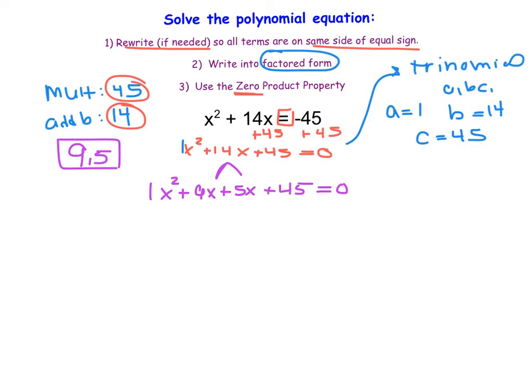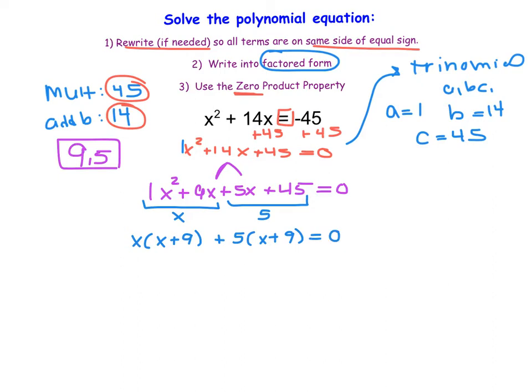And then from here, I'm going to split these up into pairs and look for the greatest common factor. So in that first chunk, the greatest common factor is 1. And then from there, it would just be an x, so I can factor out an x. And in the second one, it would be 5x and 45, which the greatest common factor is 5. So if I factor those out, I end up with x times x plus 9 plus 5 times x plus 9, and then my equals 0 is tacked on to the end.